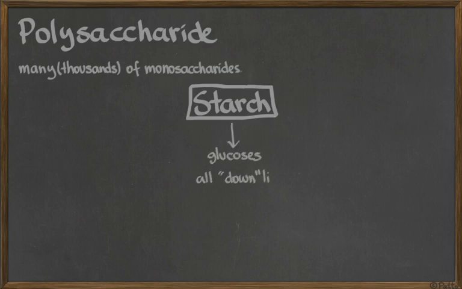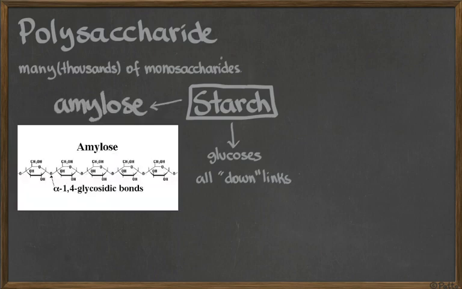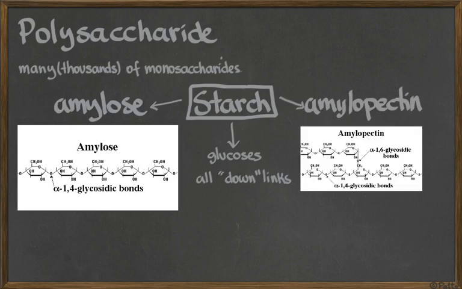Both of them are glucose bonded together, all down links. I'll tell you what a down link is in a moment. There you have amylose, which is one version of starch, and you also have amylopectin, another version of starch. Here represented with just a few of them, but many, many glucoses bonded together. It is the energy storage carbohydrate for plants. Plants make starch to store energy.